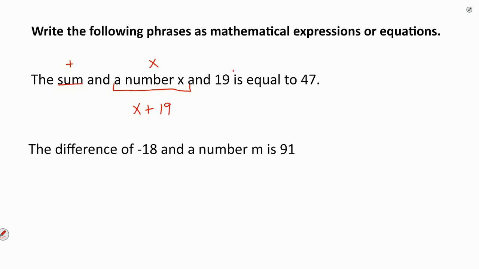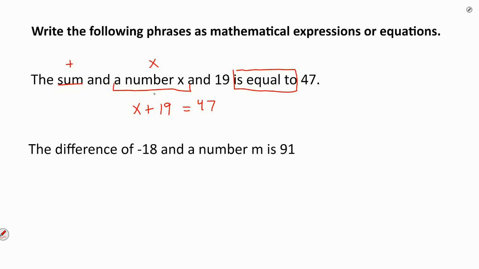The next part of the phrase is equal to. Hopefully that's a dead giveaway that you're going to put an equal sign. And it is equal to 47. So there we go. We did the sum of a number x and 19 is equal to 47.